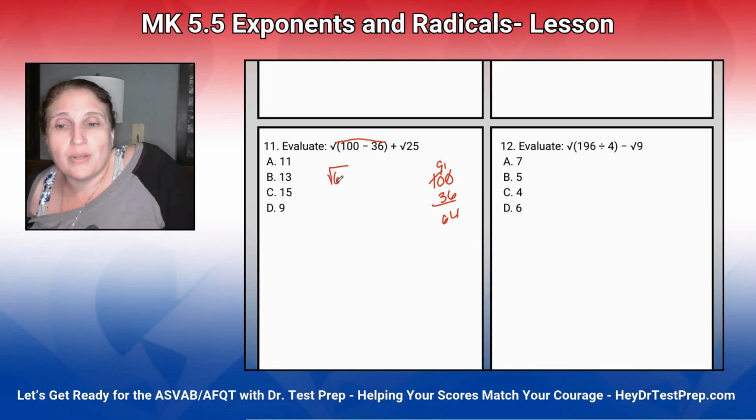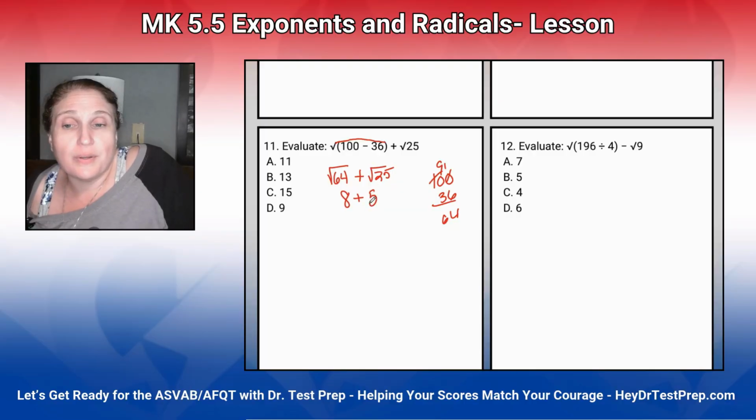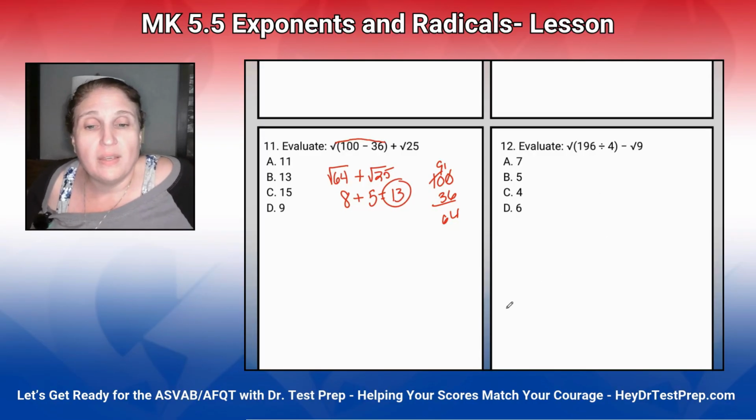So we've got the square root of 64 plus the square root of 25. The square root of 64 is 8. The square root of 25 is 5. Add those babies up. Here, I definitely don't feel like doing that in my head. Oh, I could have.